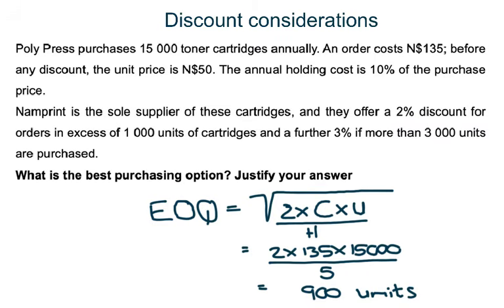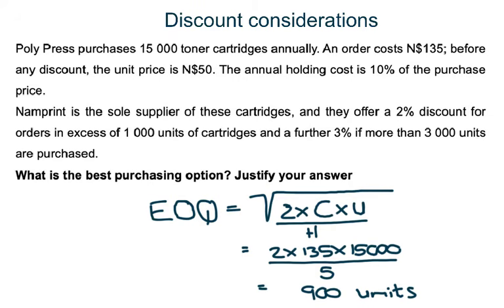Now, it can also happen that a supplier will offer you a discount. We need to plug in that discount when we do our calculations, because that discount will reduce my purchase cost, the purchase cost itself. It can also reduce my holding cost, because holding cost is normally a percentage of my purchase cost. So I need to consider my discount.